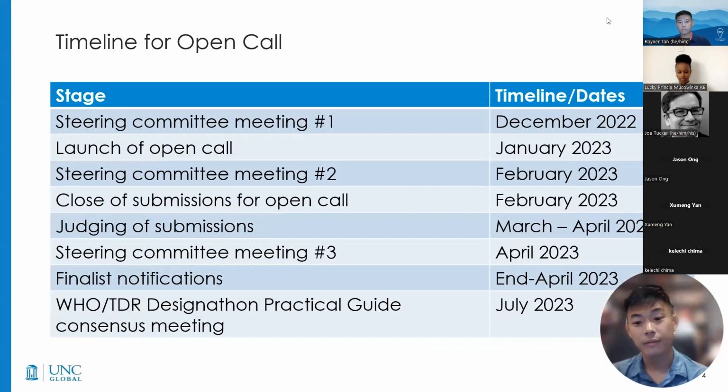We had our first steering committee meeting in December 2022, where we decided a lot of the strategic portions and the timeline for this entire process. And then we launched the open call in January 2023. The open call was open all the way till the end of February 2023. We had a judging phase from March to April 2023. Thereafter, we notified finalists, those top scoring submissions, at the end of April.